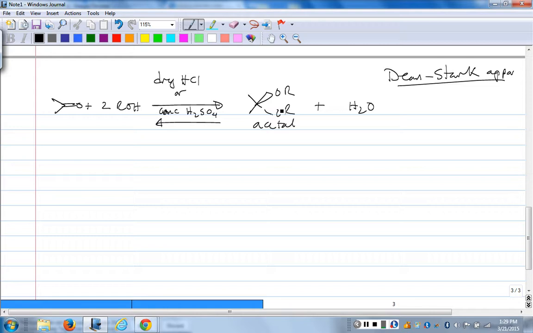I'm going to use an acid to protonate the O of the carbonyl, and therefore to activate it. And I will be using a Dean-Stark apparatus to remove the water, and by mass action, Le Chatelier's principle, pull the reaction forward. So how does the reaction go? Well, the mechanism is fairly simple.